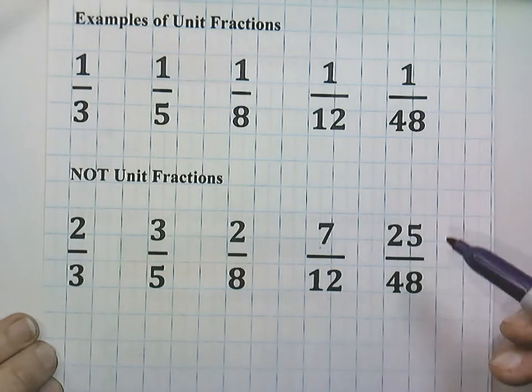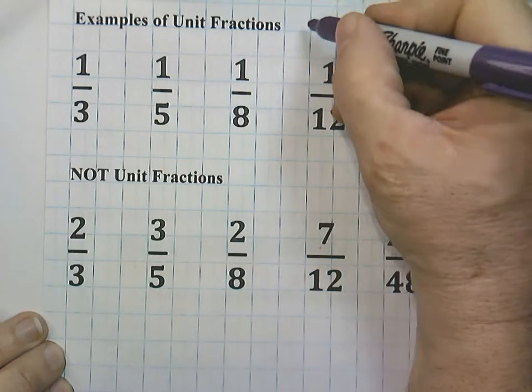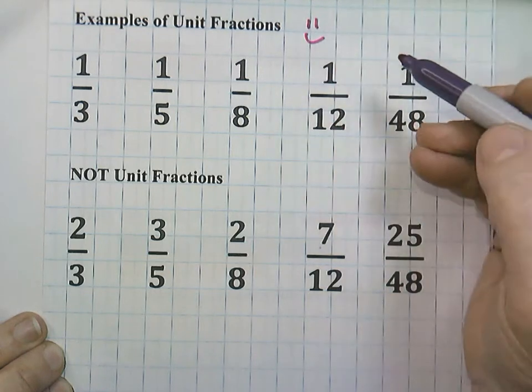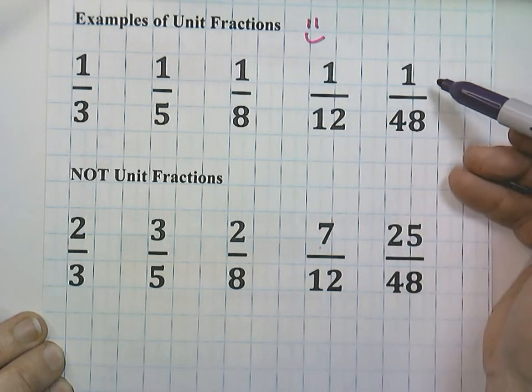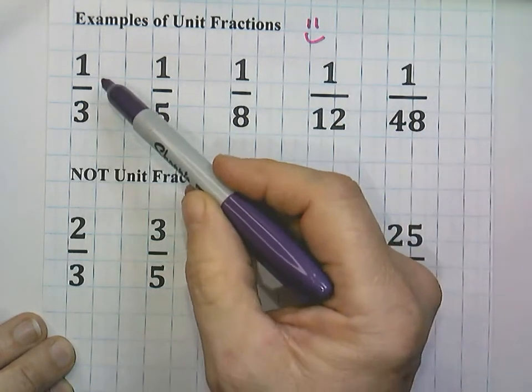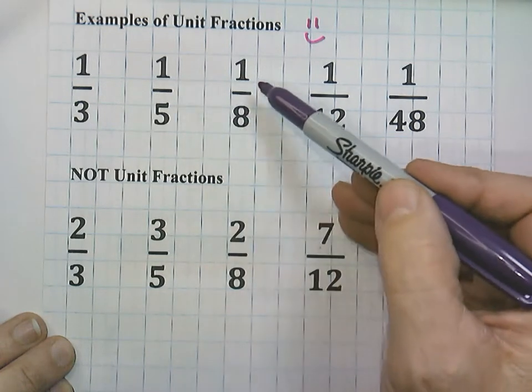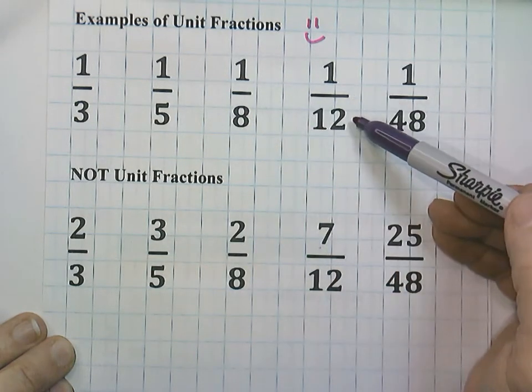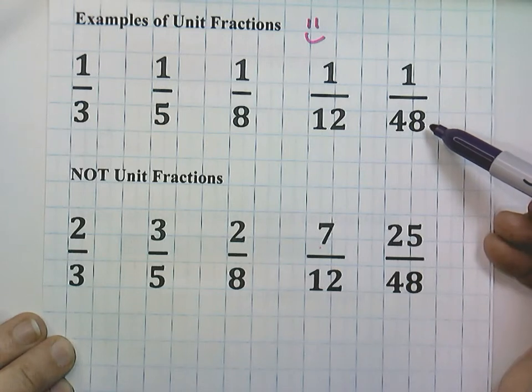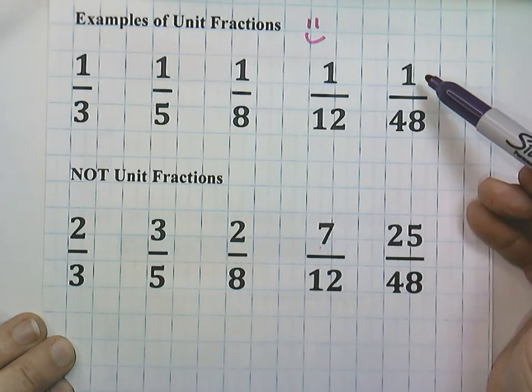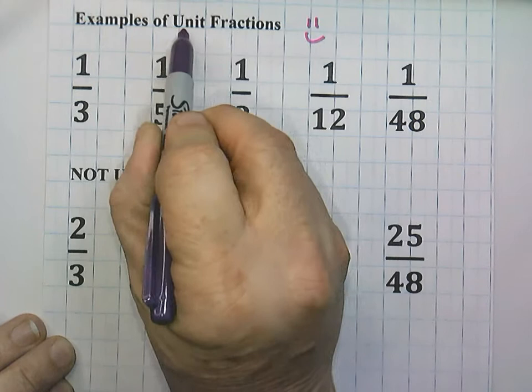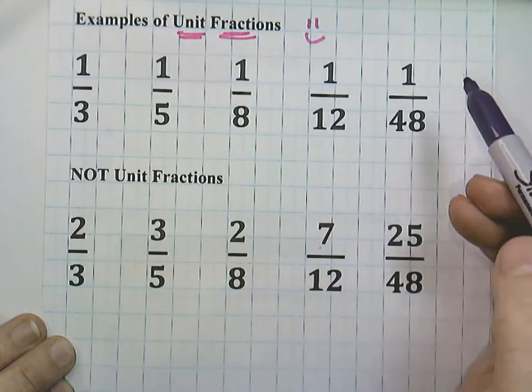Examples of unit fractions are any fraction that have a 1 on top, in other words, a 1 in the numerator: 1/3, 1/5, 1/8, 1/12, 1/48. It doesn't matter what's on the bottom, as long as it's 1 on top, it is a unit fraction.